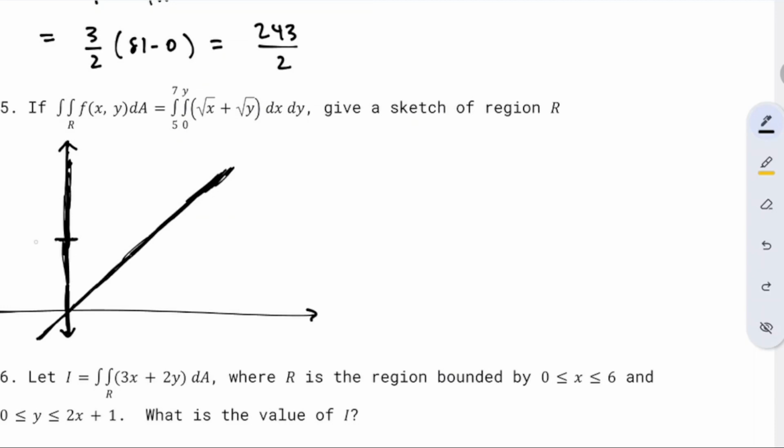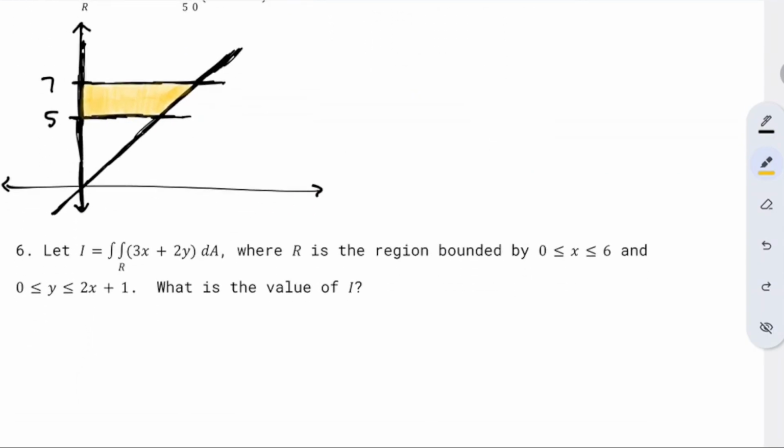Okay, y equals 5, that's a boundary. So, okay, there, and then I'll put 7 right here. I don't know, that looks about right. And then that will be another boundary, and okay, that is going to be my region of integration right in here. That's bounded by all 4 of those things. Okay, that's a good sketch.